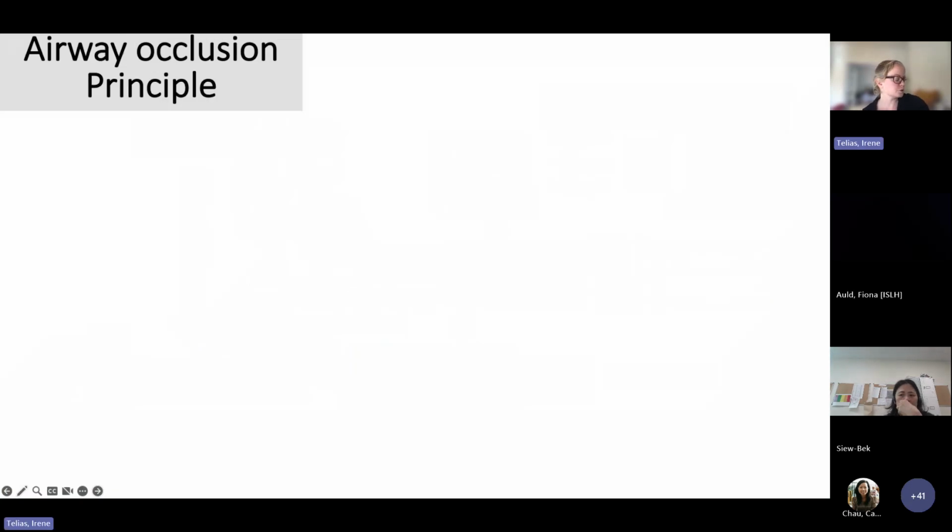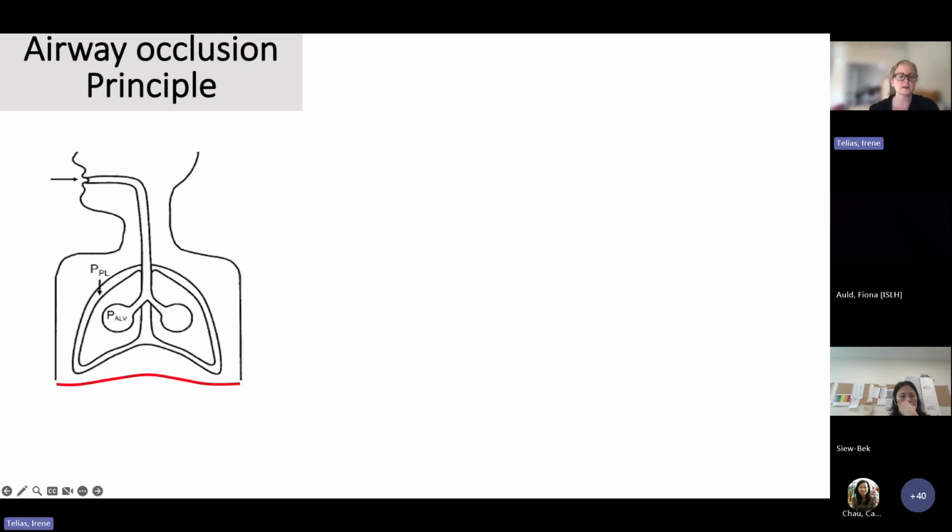Okay, so in order to measure this, we need to occlude the airway. And what's the principle, or the reason why we regularly occlude the airway to be able to measure P.OC and P.1? I'll explain how this works. So the respiratory muscles contract, the chest wall expands, there is a change in pleural pressure, it decreases, and that transmits to the alveoli and the airways, and there's a pressure gradient that drives the air in.